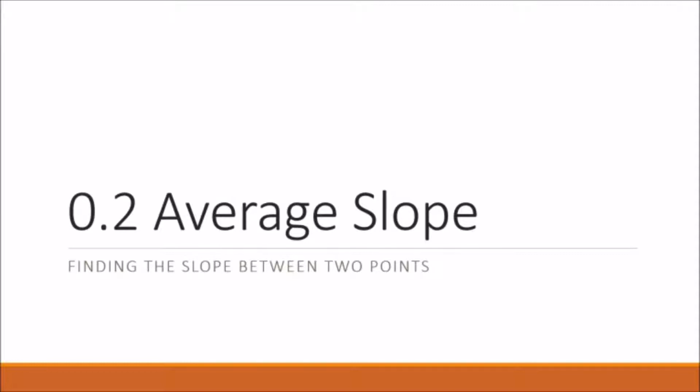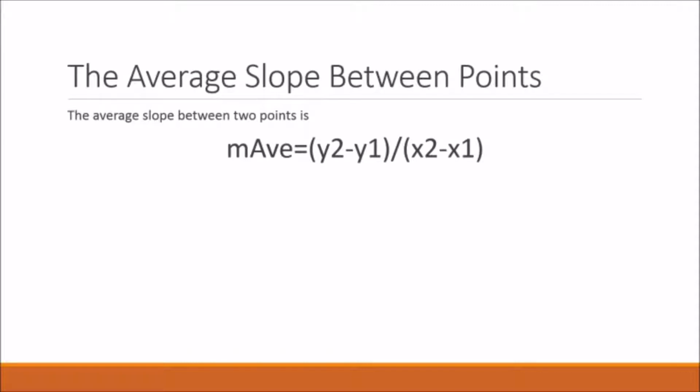Today we're going to look at the average slope and how to find the average slope between 2 points. So to begin, the average slope between 2 points is what I'm going to call MAV, M for slope, and the average, just to denote it's the average slope, is just the same thing as a slope equation, y2 minus y1 divided by x2 minus x1.